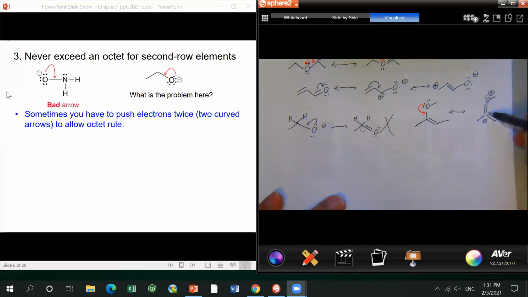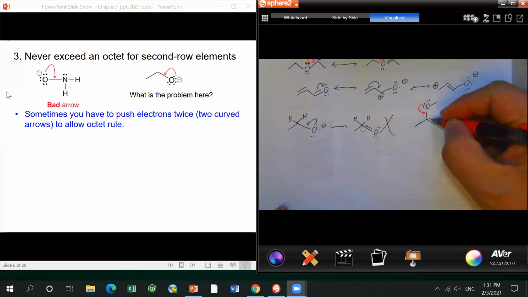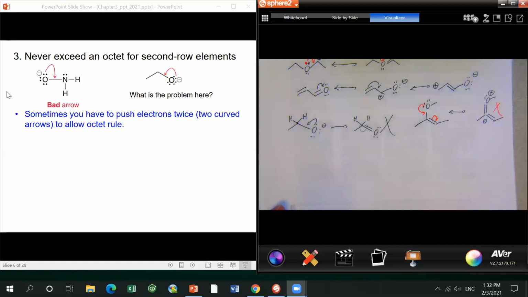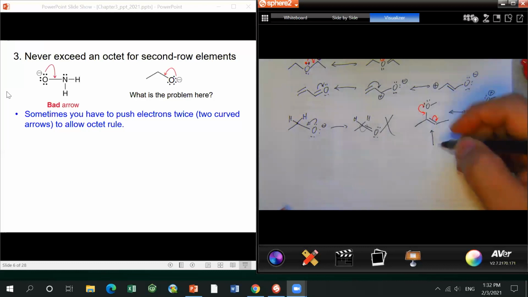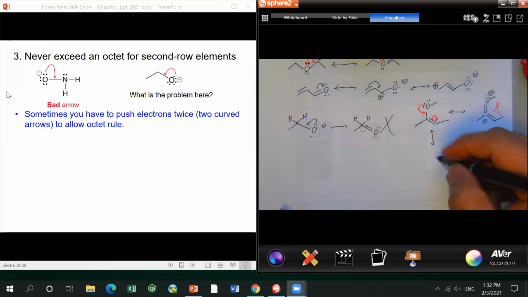This carbon will be surrounded by more than 8 electrons, breaking the octet rule. That's wrong. To get the right resonance structure, you need to push electrons twice. You push these 2 electrons on the pi bond all to this carbon. That's no problem. This carbon has 1 extra hydrogen, but if you give them all to it, it still follows the octet rule. So you push electrons twice.